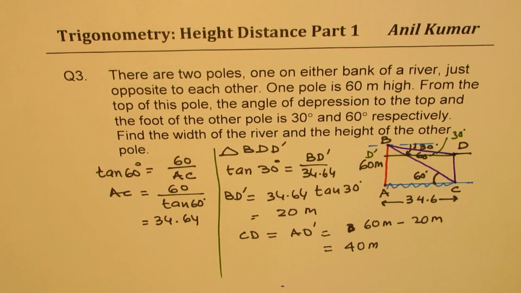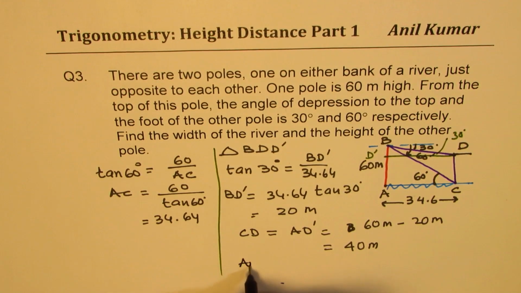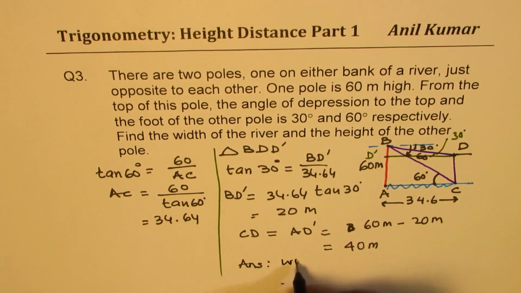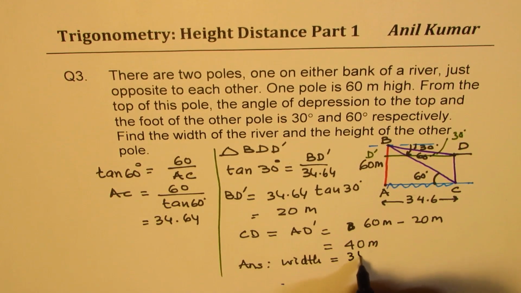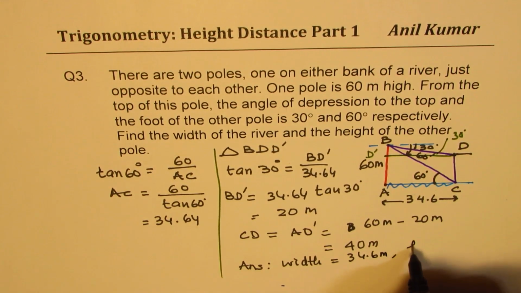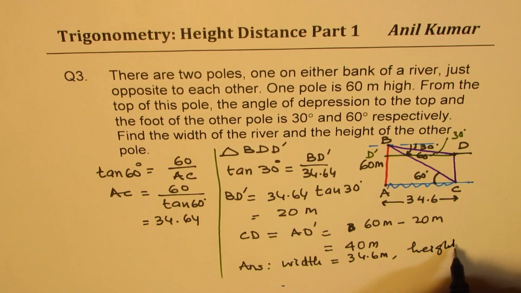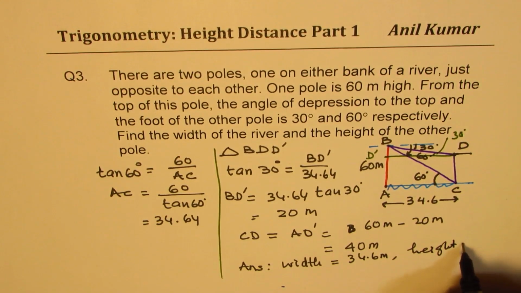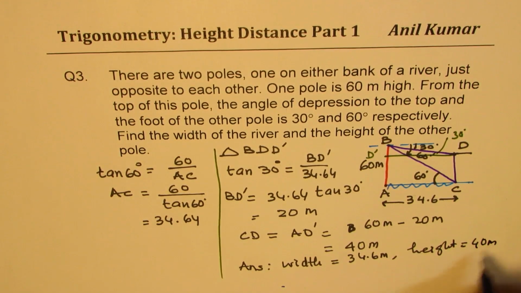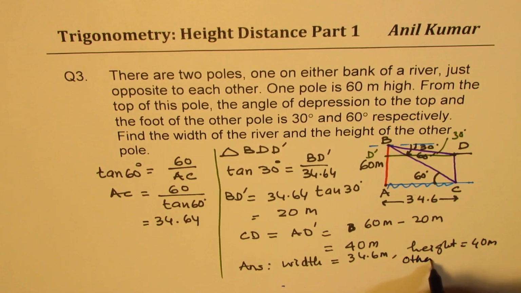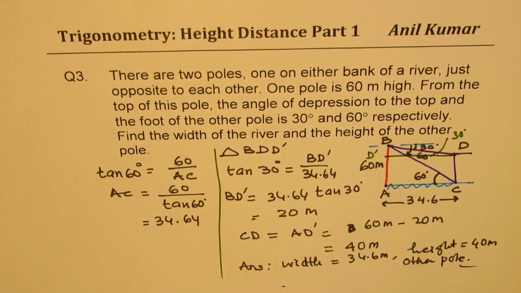the other pole, right? So we got all the answers. So answer here is width of the river is 34.6 meters and height equals 40 meters, height of other pole, right? So that is how you're going to solve it. So I hope that makes sense. Let's move on and take the next question now.